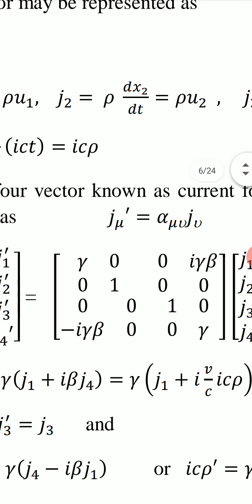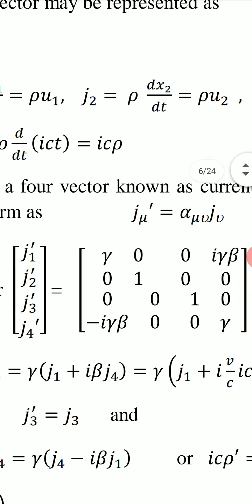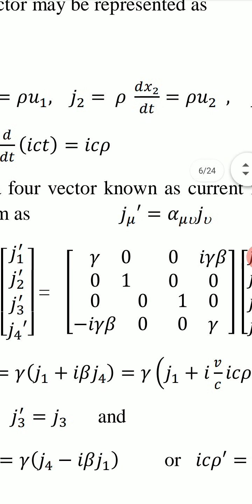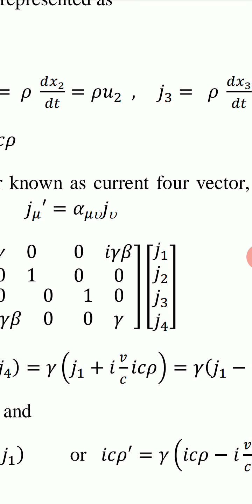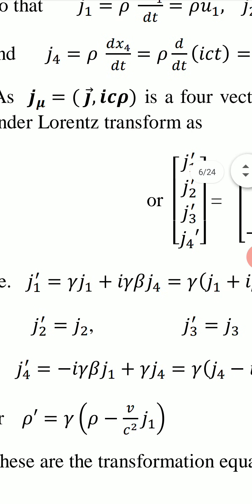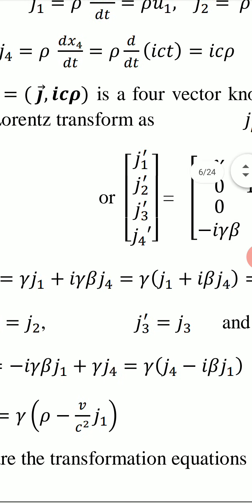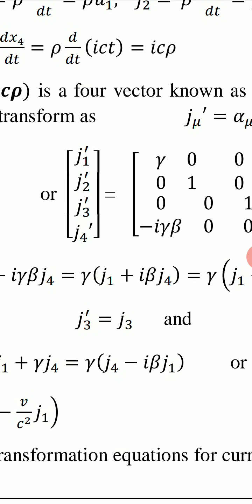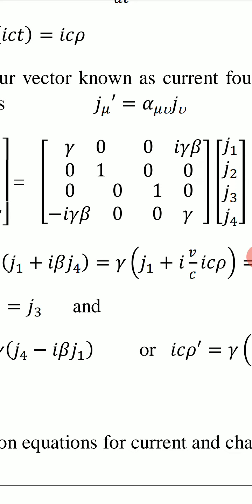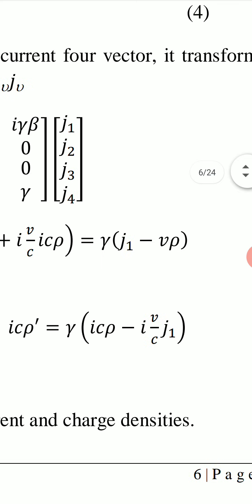From this equation we can write 4 equations which relate J1 dash, J2 dash, J3 dash and J4 dash to J1, J2, J3 and J4. These are 4 equations. J1 dash equal to gamma J1 plus i gamma beta J4. Gamma is common, gamma into J1 plus i beta J4, gamma into J1 plus i, substitute V upon C for beta, and iC rho for J4. Then J1 dash becomes equal to gamma into J1 minus V rho.